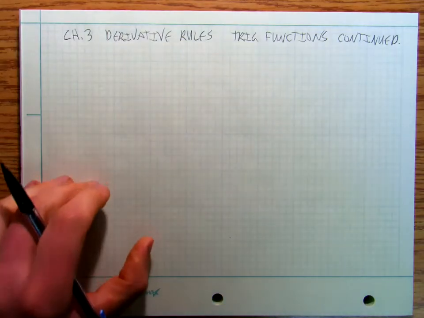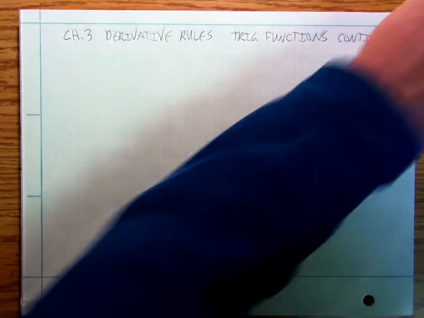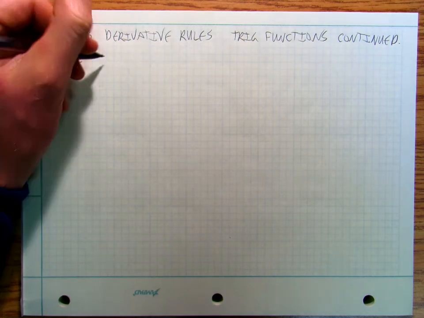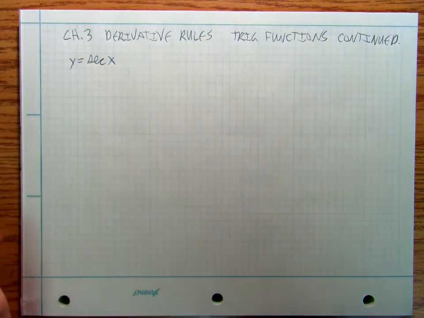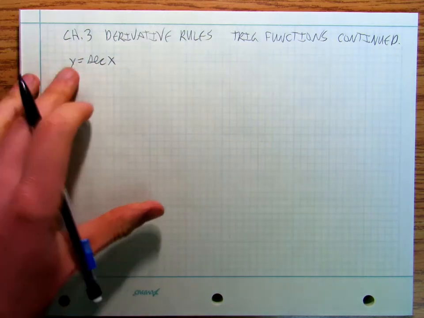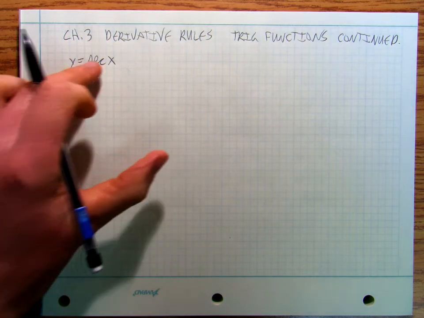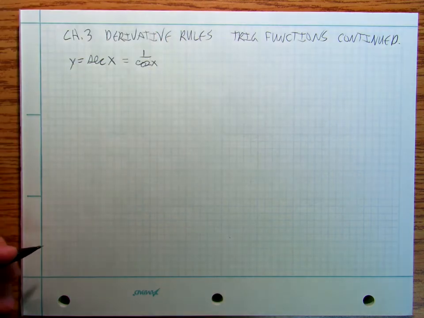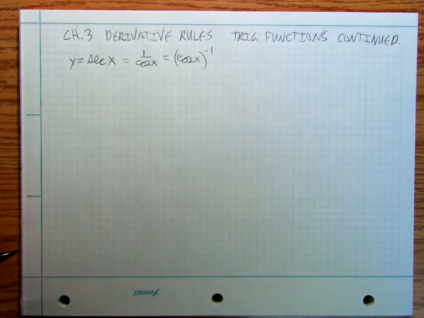Okay, so this is my next video where we're continuing to do the derivatives of trig functions. We just did sine and cosine, so let's do y equals secant x, and then we'll do y equals cosecant x, and it's going to be essentially the same thing. So you should know y equals secant x. I could rewrite that as 1 over cosine x, and I can rewrite that as cosine x to the negative 1.